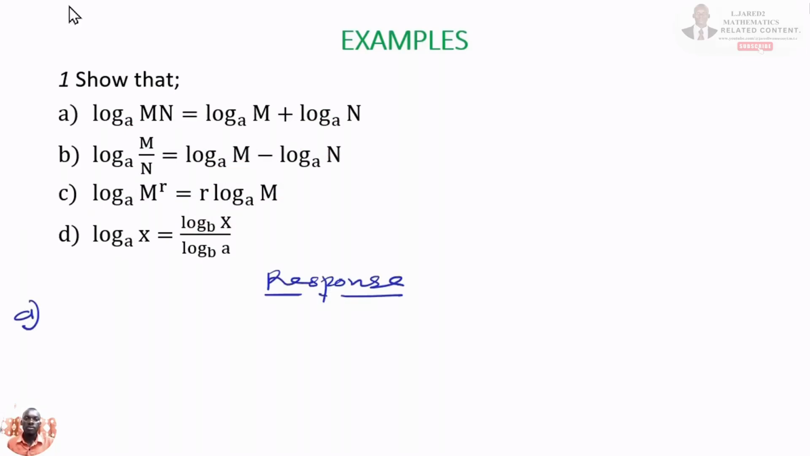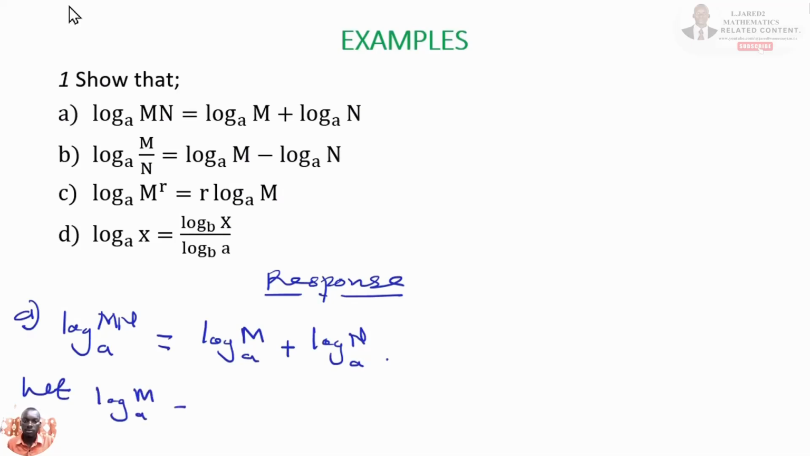Part A, we are required to show that the logarithm log of m multiplied by n to base a is the same as having log of m base a plus log of n base a. So from here we can start by letting the log of m base a be equal to x and the log of n base a equal to y. This implies that m equals a raised to power x and also that n equals a raised to power y.